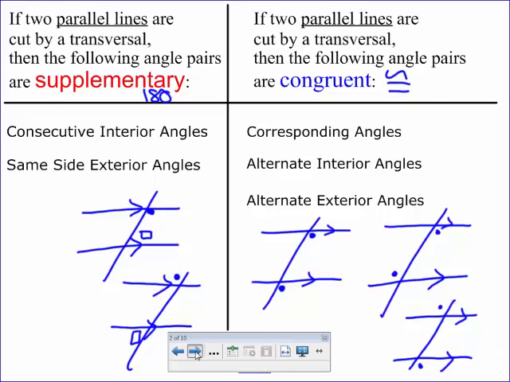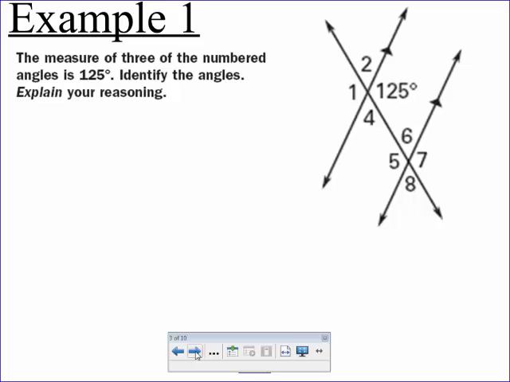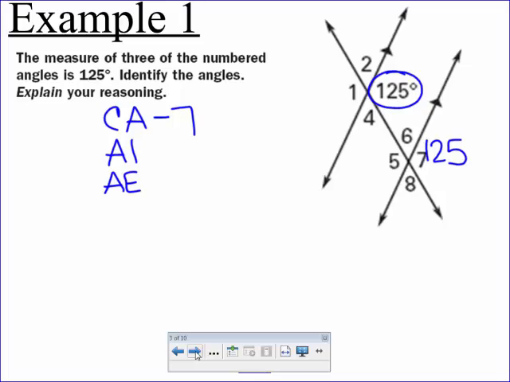So let's go ahead and throw some numbers into it. Example 1 says the measure of one of the numbered angles is 125. Identify those angles. Remember, the equal ones are going to be the corresponding, the alternate interior, and alternate exterior. Let's see which one is corresponding to angle 125. Corresponding means it's in the same spot but on a different line. So if we move 125 down, it should end up being corresponding to angle 7. So that is one that will be congruent. My explanation is simply that they're corresponding angles, so 7 is the same.